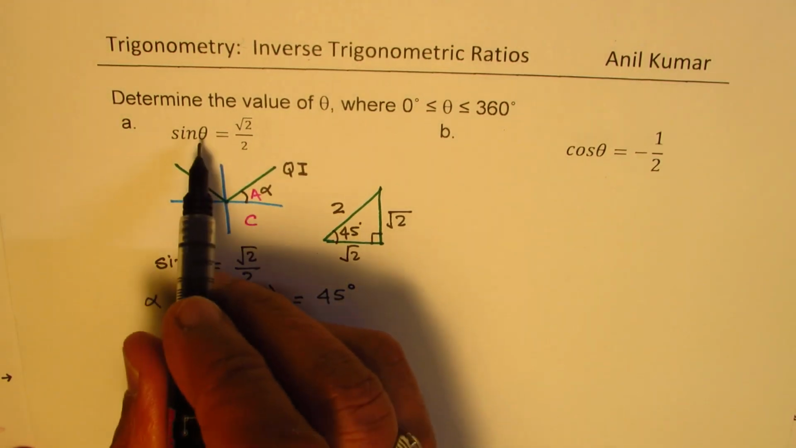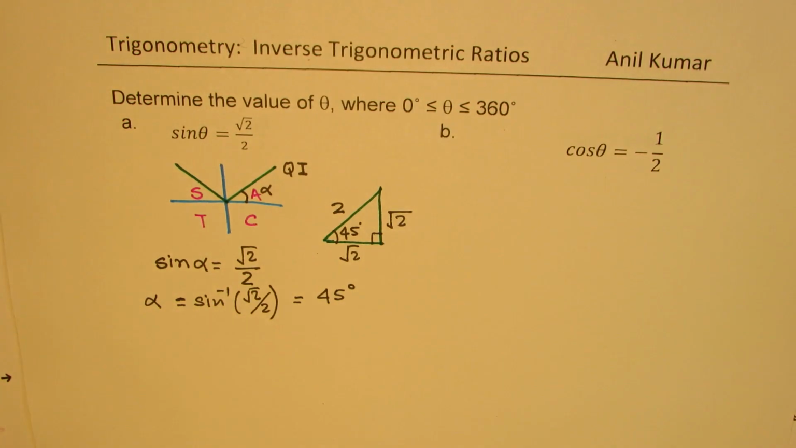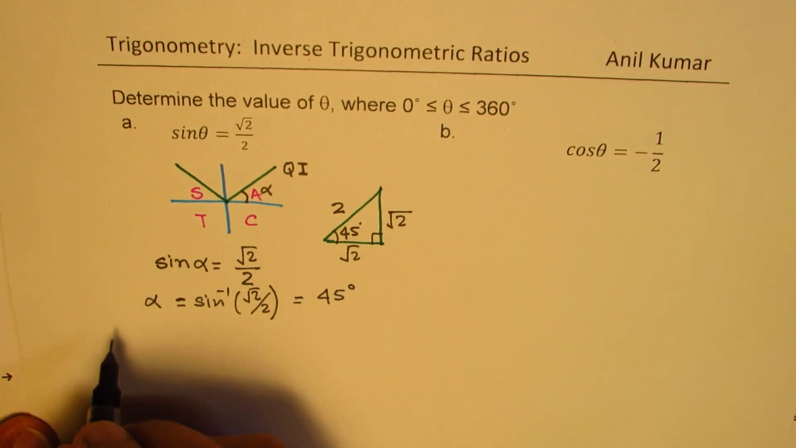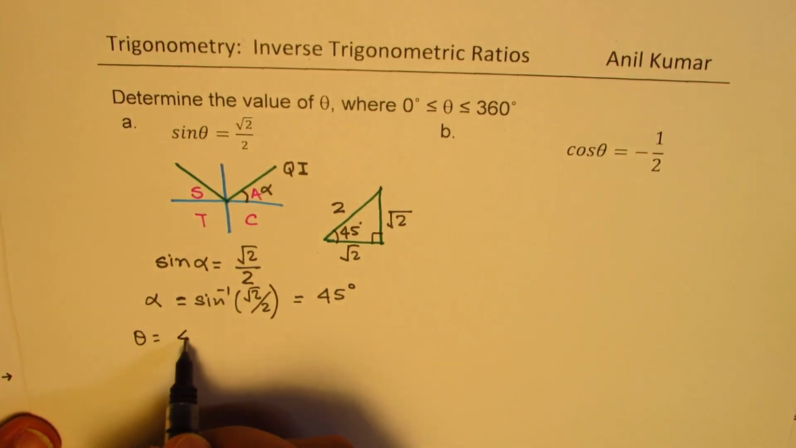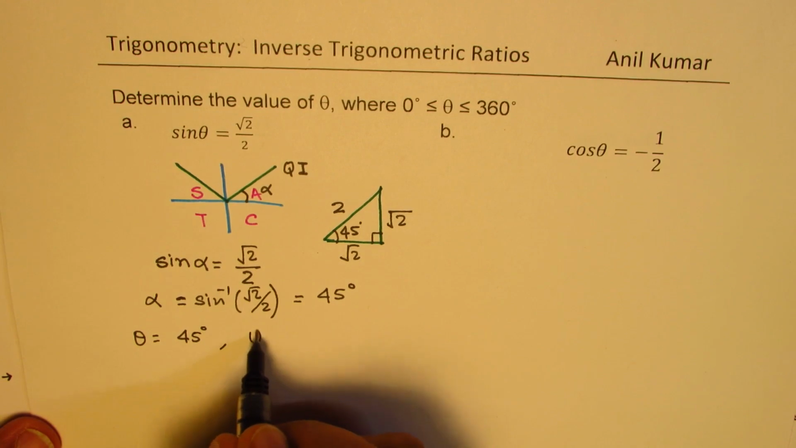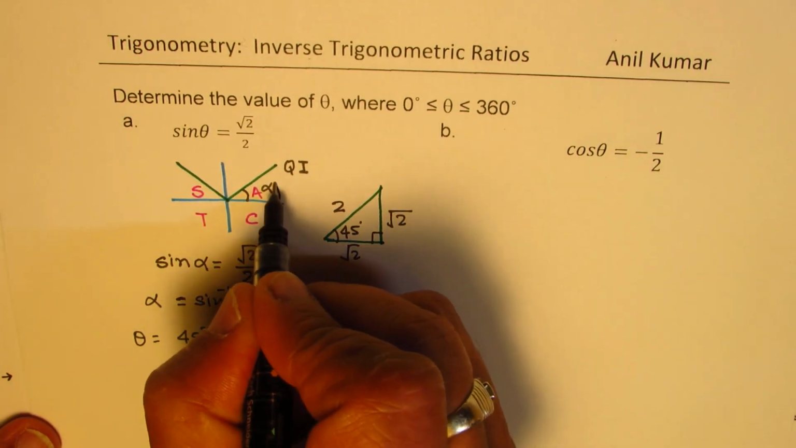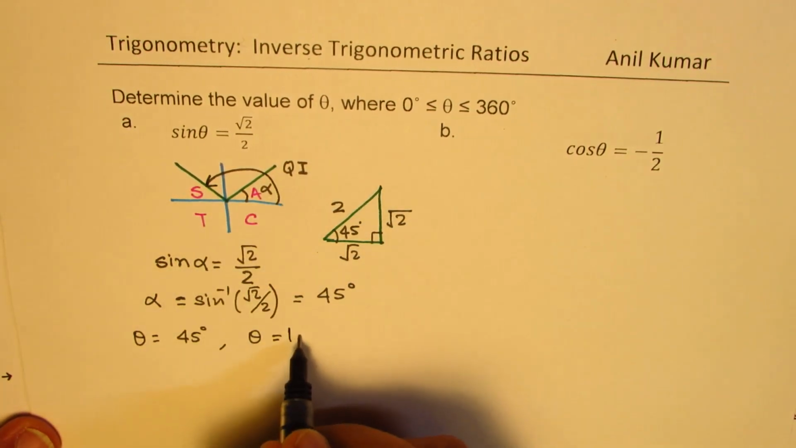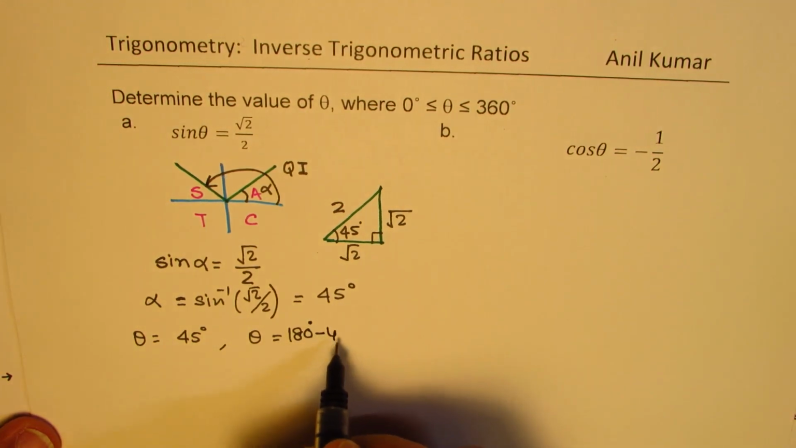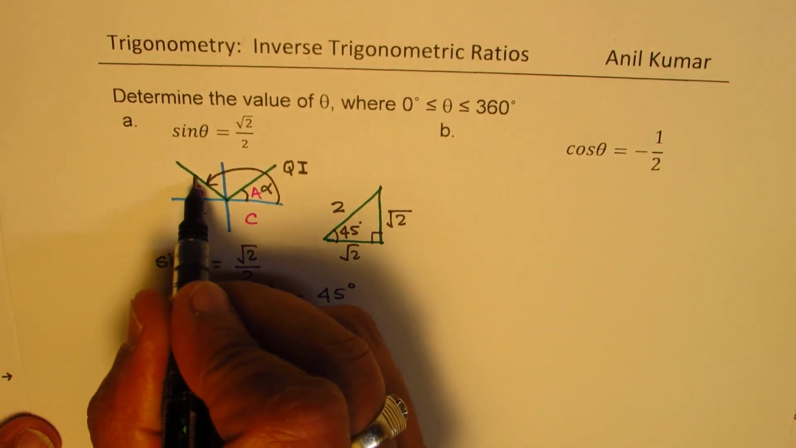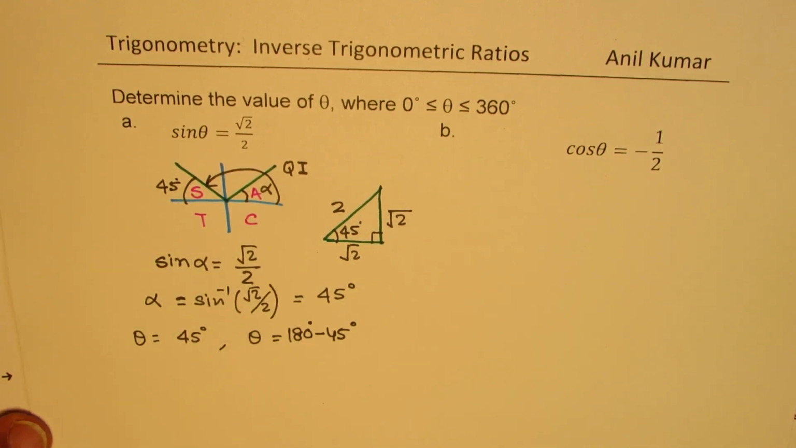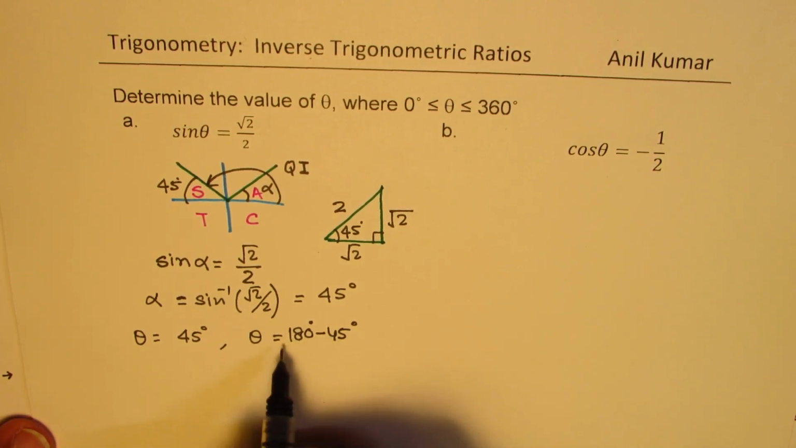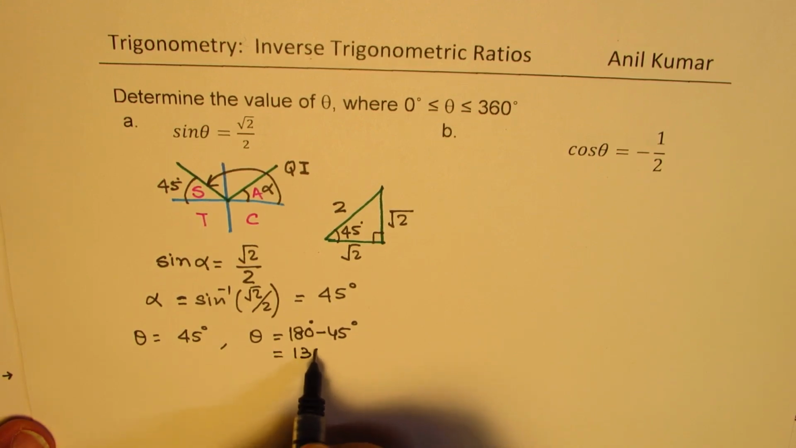Now if alpha is 45, what could be theta? That is how we are going to approach, right? So theta has two values. One, since it is positive in quadrant 1, equal to alpha, which is 45 degrees. And the other value of theta will be this one, right? Which is 180 degrees minus 45 degrees, since this angle is 45. Is that clear to you, right? So those are the two values which are our solution, correct? So when you take away 45 from 180, we get 135 degrees.